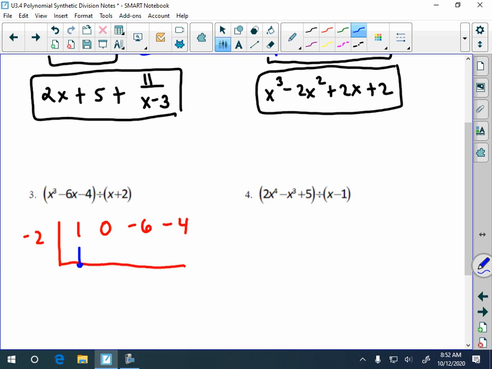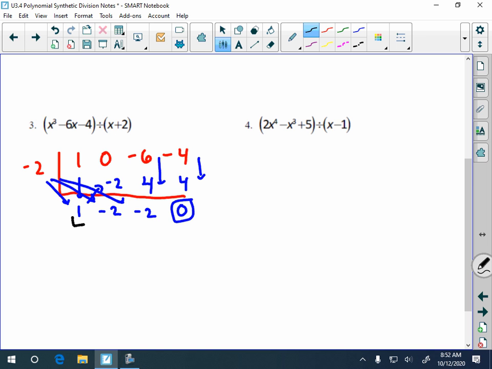Right, so we'll drop the 1 down, multiply, carry it up, add down. Okay, then we'll multiply. It's positive 4. Okay, add down, it's negative 2. Okay, we'll multiply again. Negative 2 times negative 2 is positive 4. Okay, we'll add down 0. So here again we got a remainder 0.